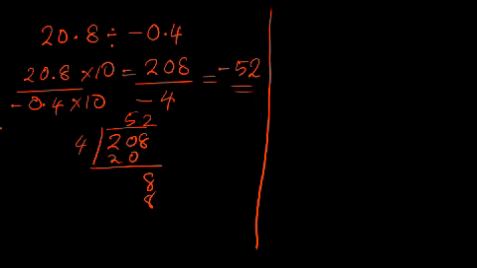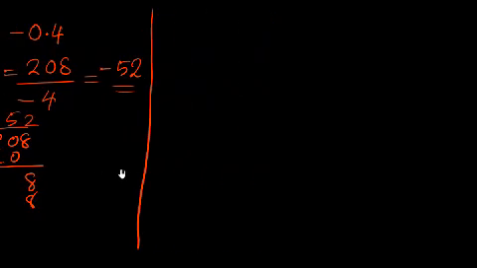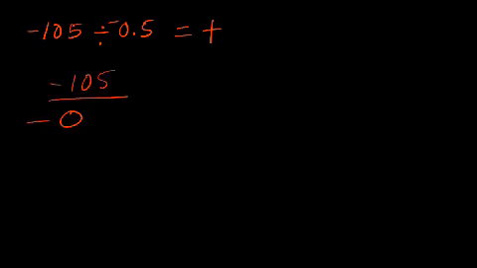Okay, I'll show one case where both numbers are negative. For example, if you have negative 105 divided by negative 0.5, we can see that both the divisor and dividend are negative here. So since both numbers are negative, our answer will be positive. You can write the question like negative 105 divided by negative 0.5.